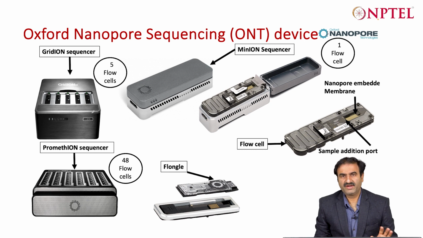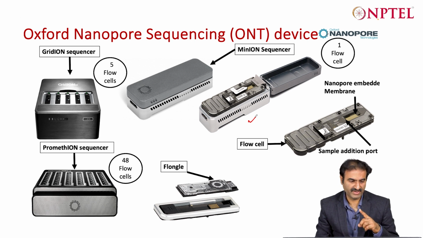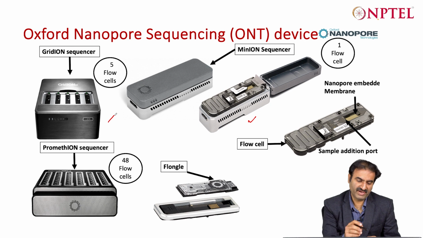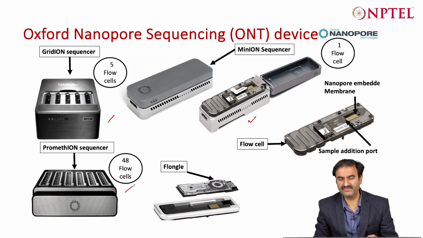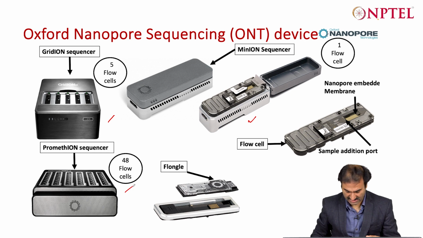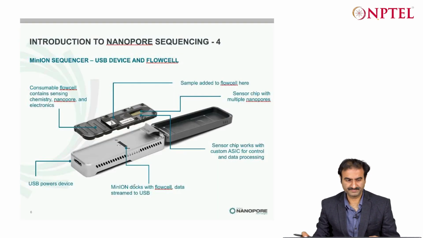the difference between these is that this tablet-based device, MK1C, uses only one flow cell, whereas in this one you can put 5 flow cells and in this 48 flow cells. That means, because every run takes 24 to 48 hours, you can run multiple samples together if it is a very high throughput lab or you want too much data.